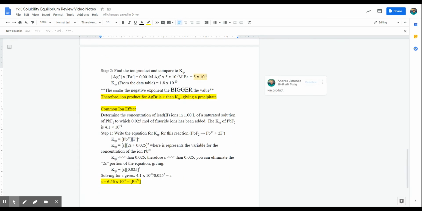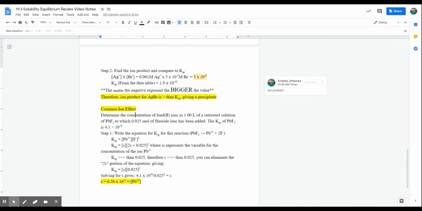All right, and then the last section that I want to cover in this one is going to be something called the common ion effect. And so we use this to solve for unknown concentrations of a compound in a solution. When we do that, first you want to read the question, obviously.